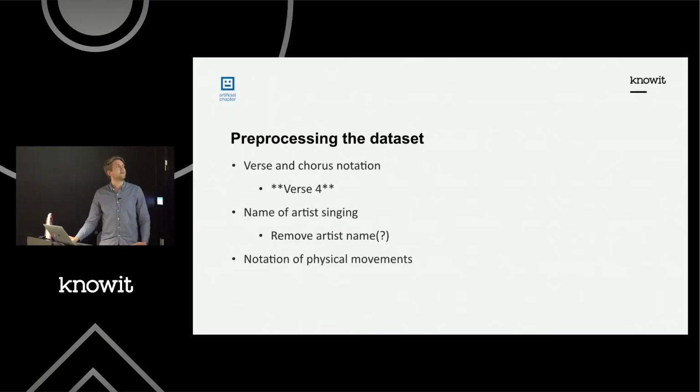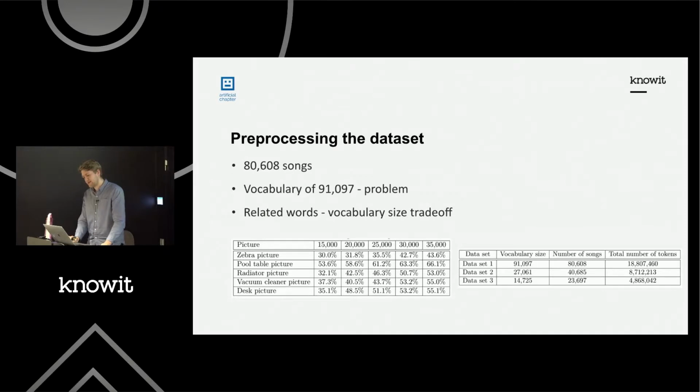Also, there's a lot of notation of physical movements. Which means, if Elvis is singing a song, it's often like "Elvis runs to the left, and then he sings this, and then he runs to the right and sings this." So I have to remove those too, and that's regular expressions as well, kind of. It's hard. There are still traces of these in the data set. You can't remove it all, but I think what I did was sufficient. When I did all of that, I had 80,000 songs left and a vocabulary of 91,000, which is a bit of a problem.